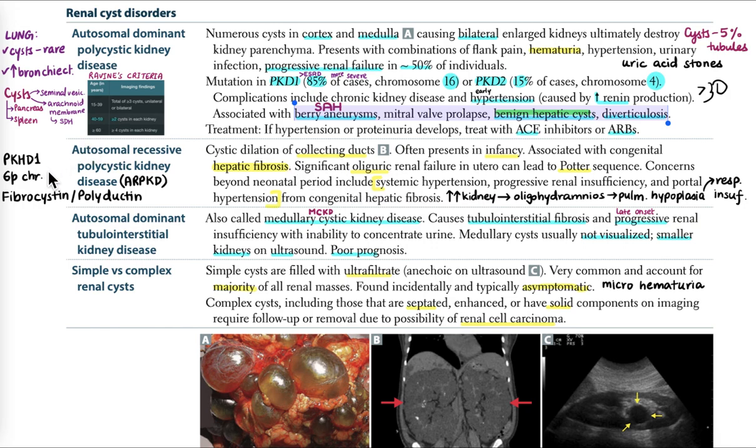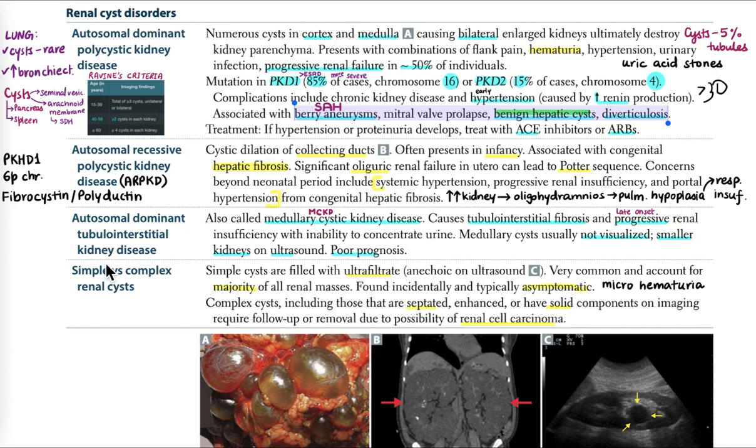Now, the genes are very important in this case also: PKHD1 on chromosome 6p. Fibrocystin and polyductin are the proteins defective in the recessive type of polycystic kidney disease. So these two are very important. Next is dominant. In dominant, if hypertension or proteinuria develops, it's treated with ACE inhibitors or ARBs. Now, remember the complications. In dominant, it's Berry's aneurysm, while in recessive, you have Potter sequence. In Potter sequence, you have pulmonary hypoplasia.